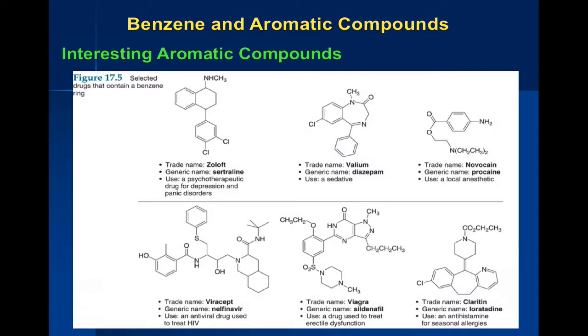Some other interesting things in the medicine field, Zoloft, also known as sertraline. This is one of the most widely prescribed antidepressant and anti-panic disorder drugs on the market today. It is a multi-billion dollar drug annually in terms of sales. Notice it has an aromatic ring here, a benzene ring, and it also has a benzene ring here. How are these two chlorines with respect to one another? They are ortho. They're in a 1-2 relationship.